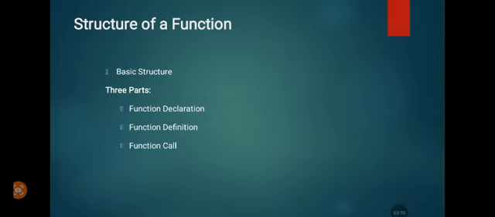This contains the actual logic or code of the function. Third one is function call. This is used to execute the function inside the program. These three parts work together to perform a task successfully.